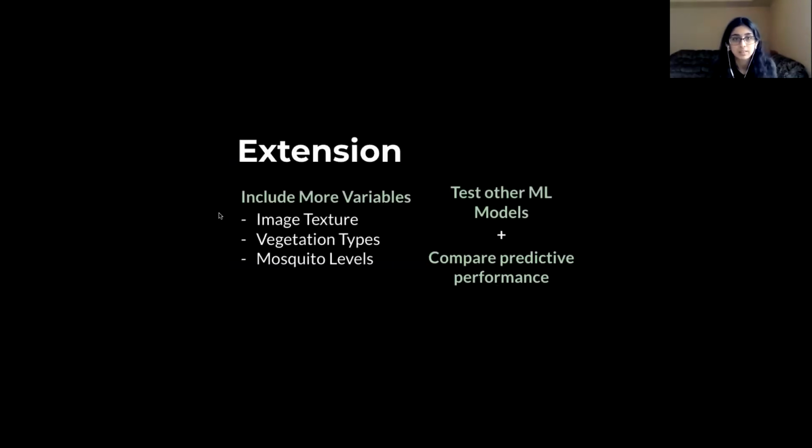To extend our models further, we could include other variables like image texture, vegetation types, or mosquito levels. We could also test other non-linear mathematical models and compare their predictive performance against our current model.